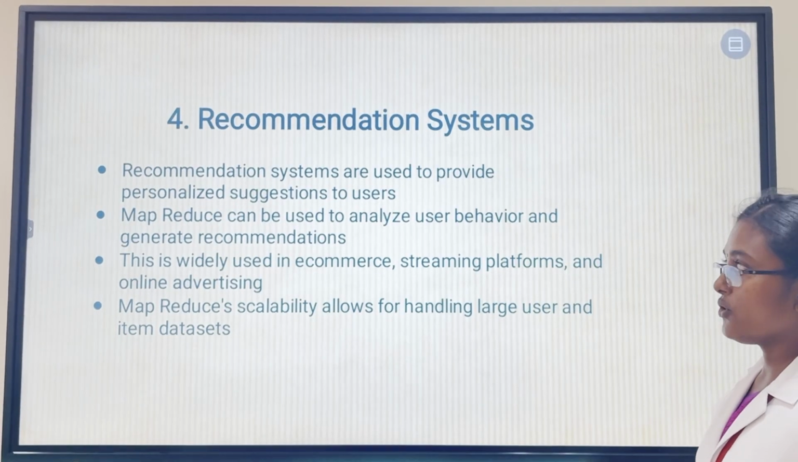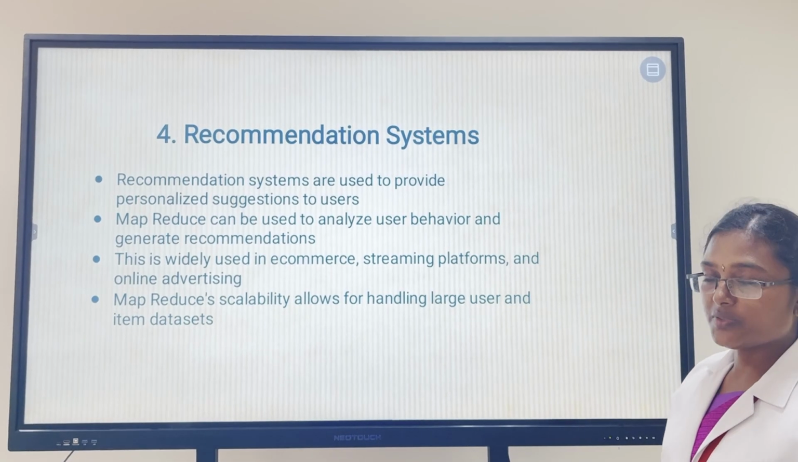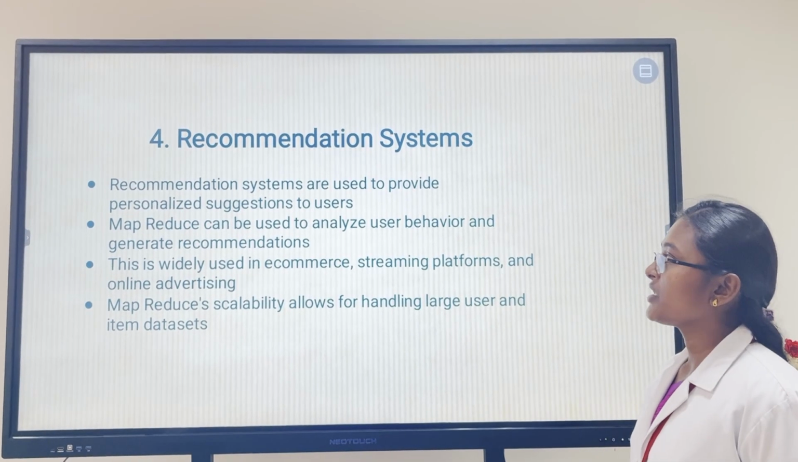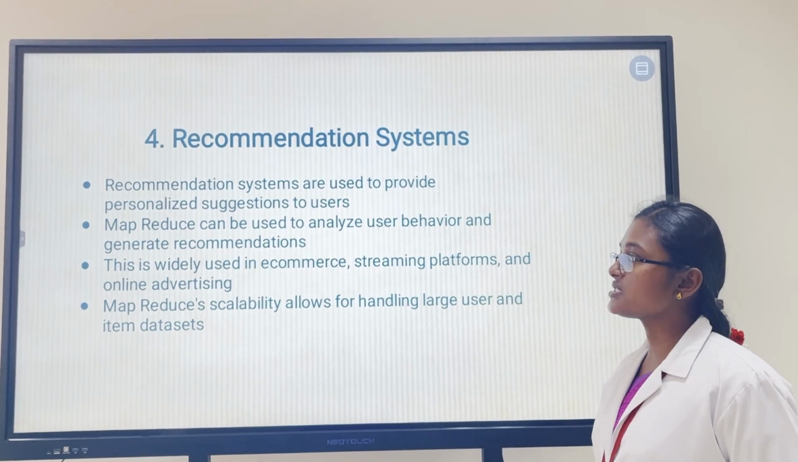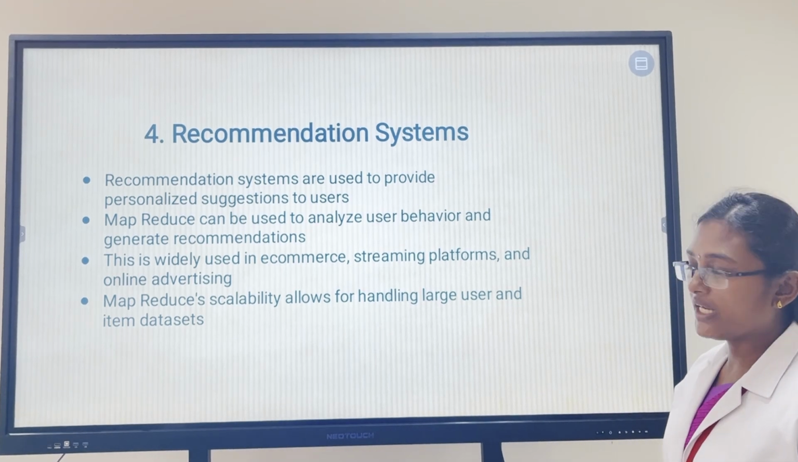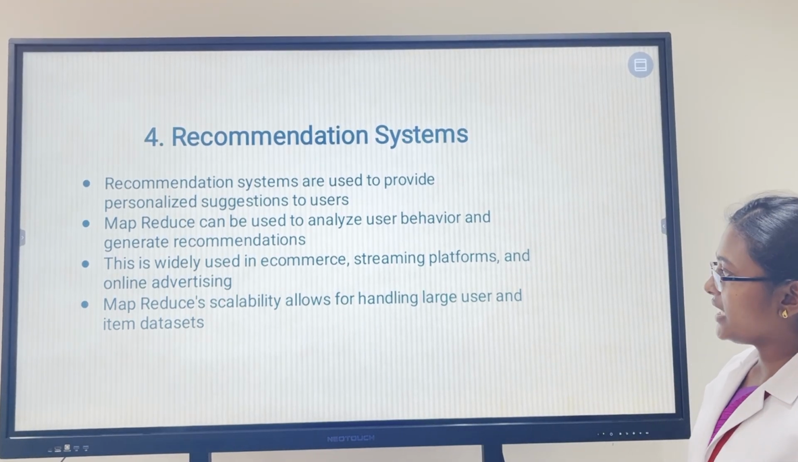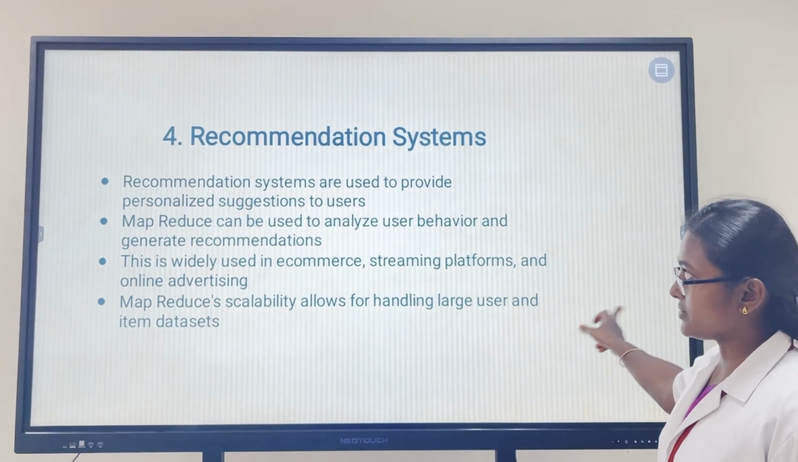Next, the fourth step is the recommendation system. It is used to provide personalized suggestions to users. MapReduce can be used to analyze user behavior and generate recommendations. This is widely used in e-commerce, streaming platforms and online advertising. MapReduce scalability allows for handling large user and item data sets.